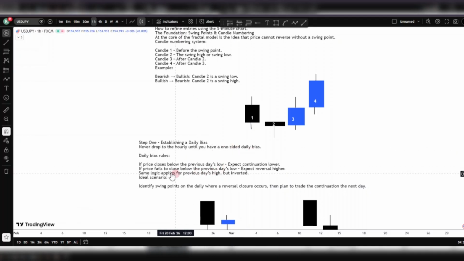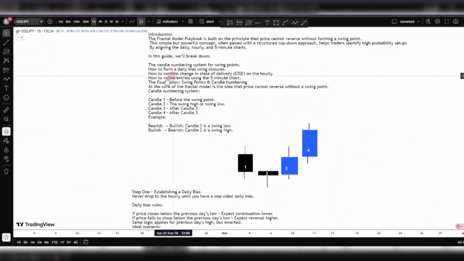When it comes to establishing our daily bias, there are rules that we have to follow. If price closes below the previous day low, expect a continuation lower. You realize we have said we use the candle closure to establish our bias. How to form a daily bias using closures.